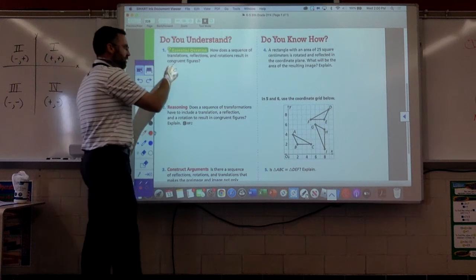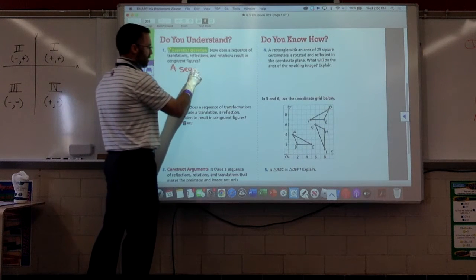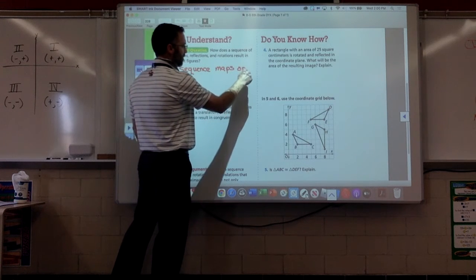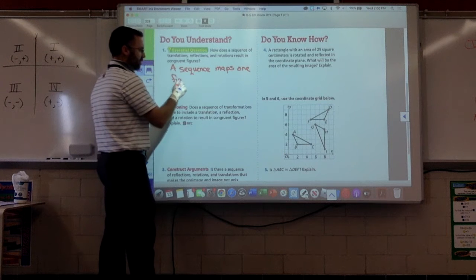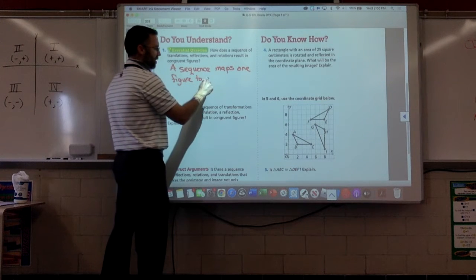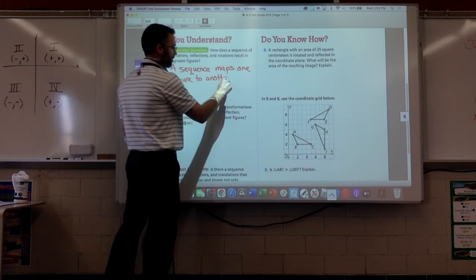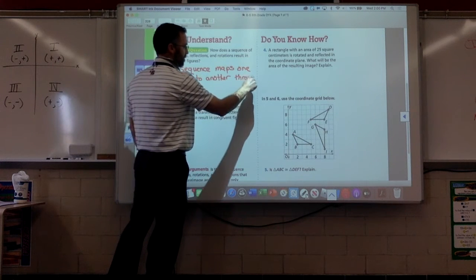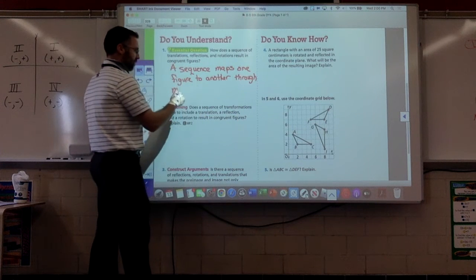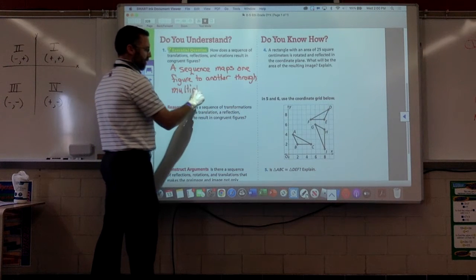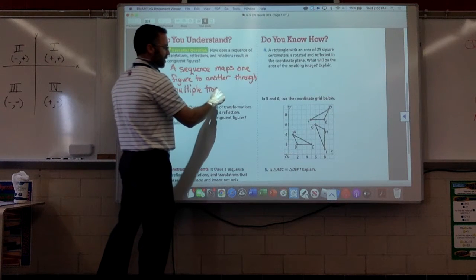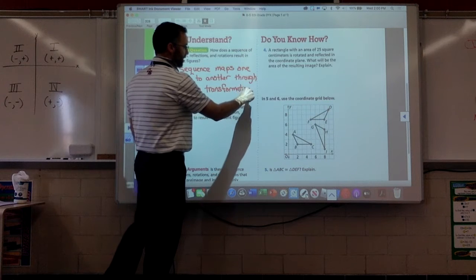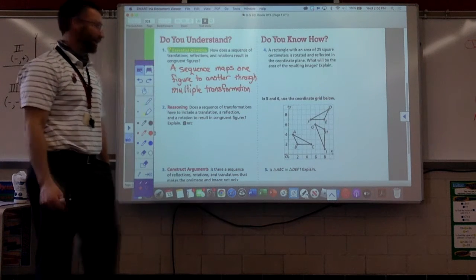Well, a sequence maps one figure to another through multiple transformations. And again, I'm using the word transformation to indicate we are translating, reflecting, or rotating.